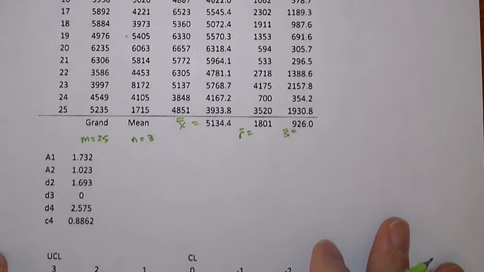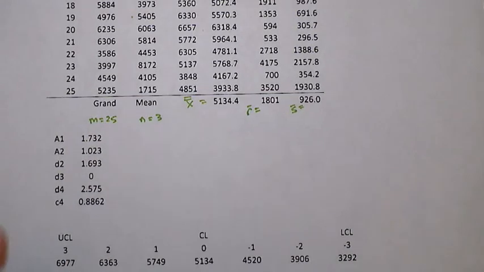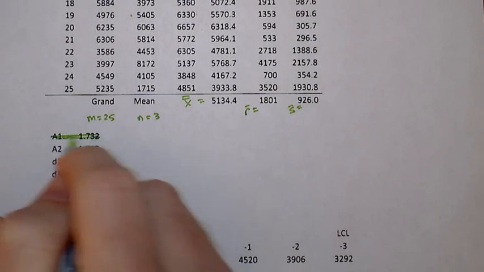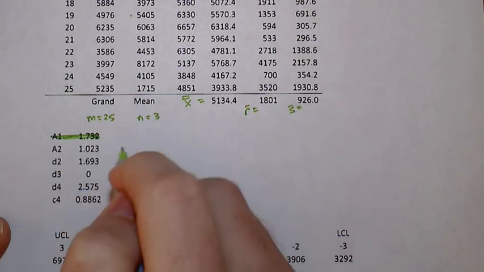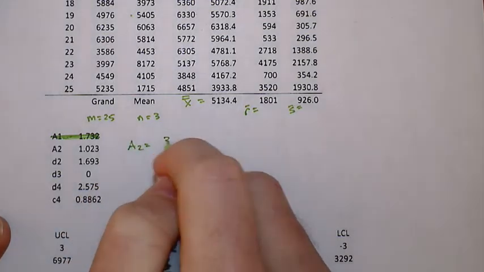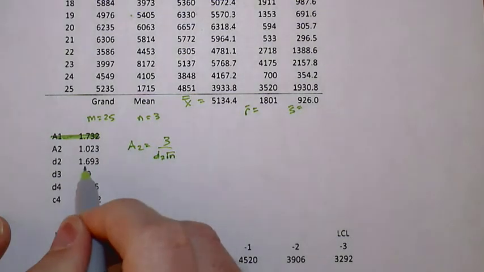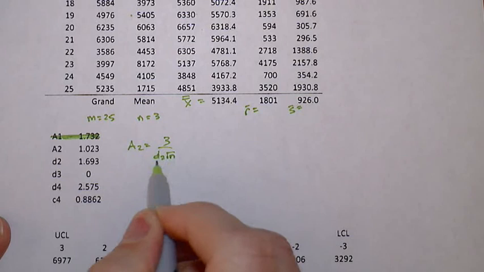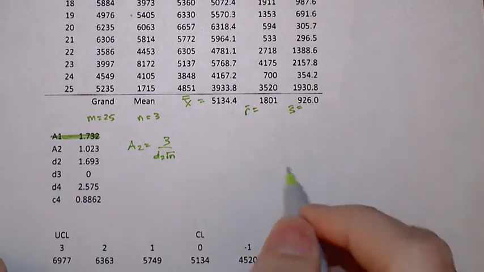Now, I have a lot more constants than we need for this example, just as a part of my spreadsheet that does this kind of statistical work. Ignore the A1 value here for a moment; that has not been verified yet. For the A2 value, remember that A2 is equal to 3 over d2 square root of n. If you put in d2, which is read out of the table for n equal to 3, equal to 1.693, you'll get 1.023 for that particular number. And that's the one that of course we need.